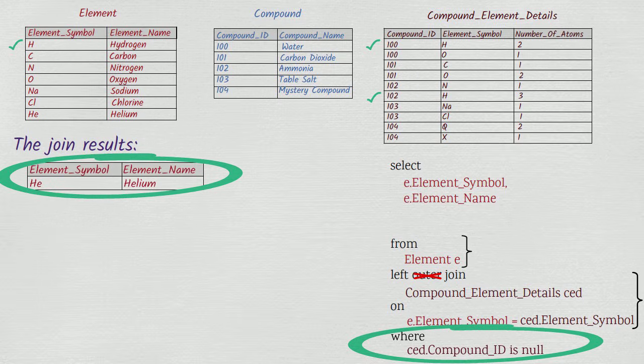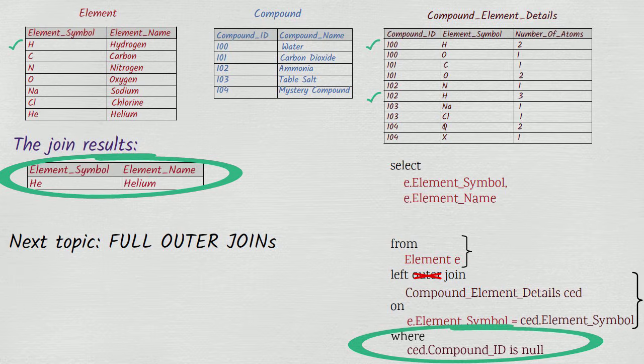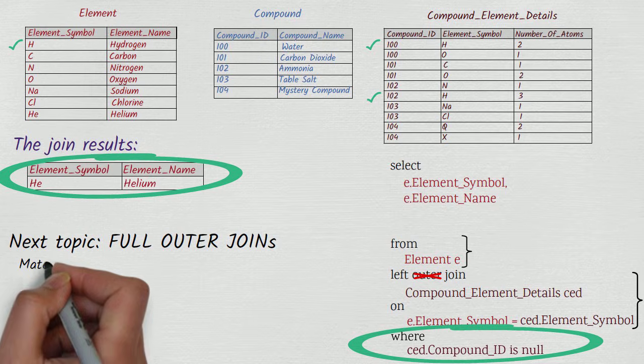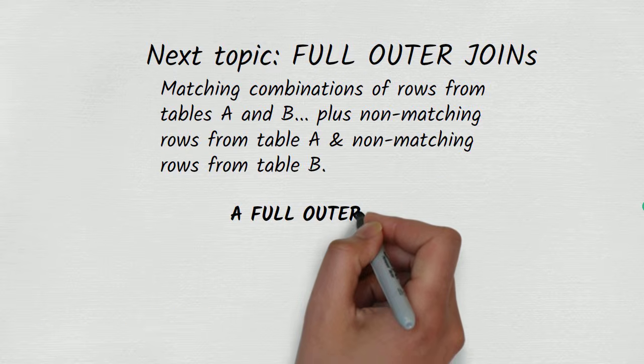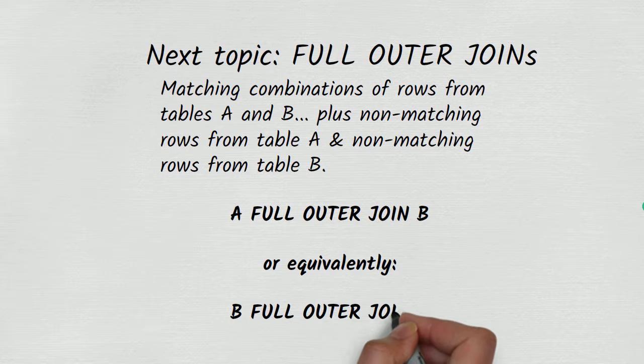Next, we turn to the topic of full outer joins. What if we want a join between table A and table B that gives us not only what the left outer join gives us, table A rows that don't match anything in table B and table A rows that do, but also table B rows that don't have matches in table A? A join like this is called a full outer join, A full outer join B, or equivalently B full outer join A. Full outer joins are very rarely necessary in practice, and the meaning of a set of full outer join results is a little awkward to express.